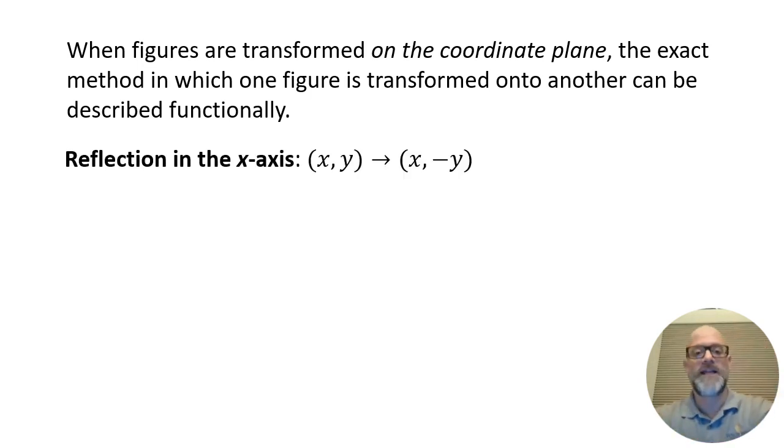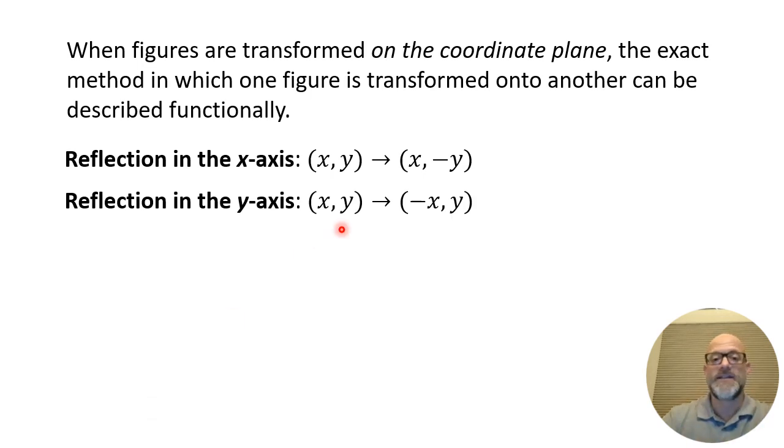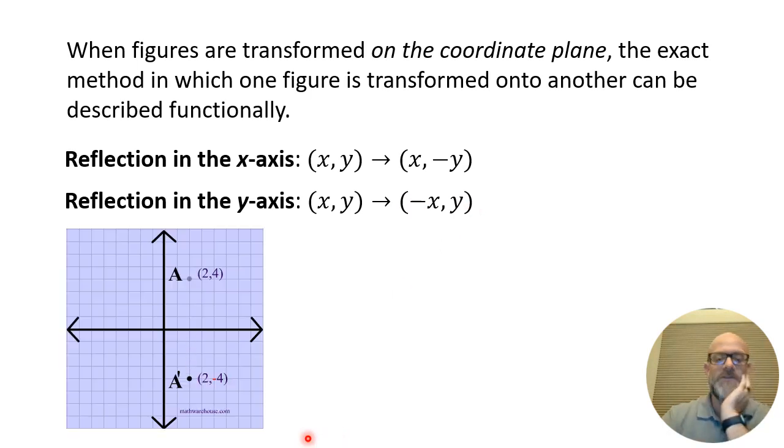Let's start with a reflection about the x-axis. Here's the rule. The ordered pair x, y maps to the ordered pair x, negative y. We write (x, y) maps to (x, negative y). How about a reflection about the y-axis? (x, y) maps to (negative x, y). What are we talking about here? Let me show you. Okay, do you see that this is a reflection? It's a reflection of A about the x-axis. So as you'd expect, the ordered pair 2, 4, which is A, maps to 2, negative 4.